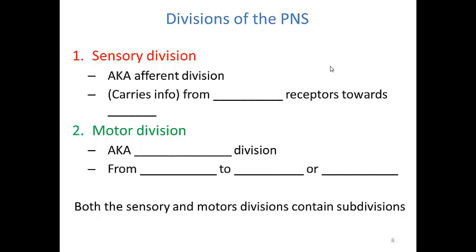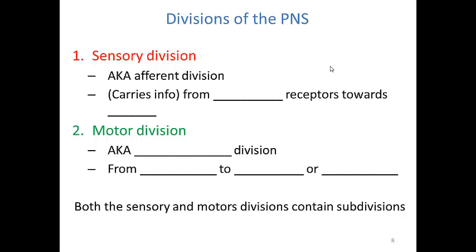So the afferent division brings signals towards the brain and spinal cord. This is usually coming from some sort of sensory organ. That's why we can also call it the sensory division. So we can say that the sensory division carries information from sensory receptors towards the CNS, the central nervous system.